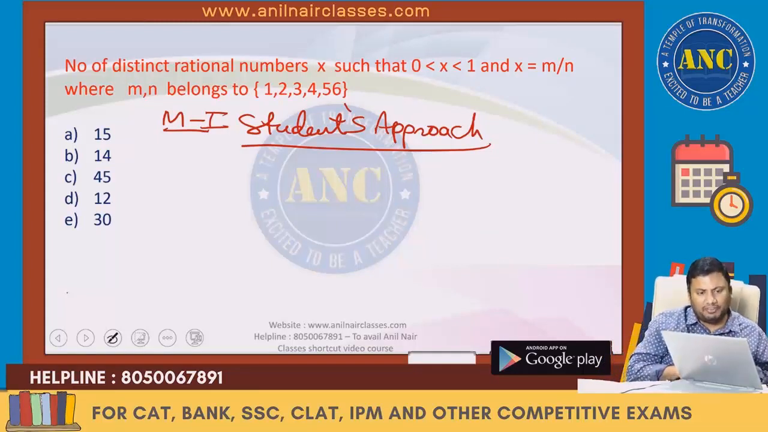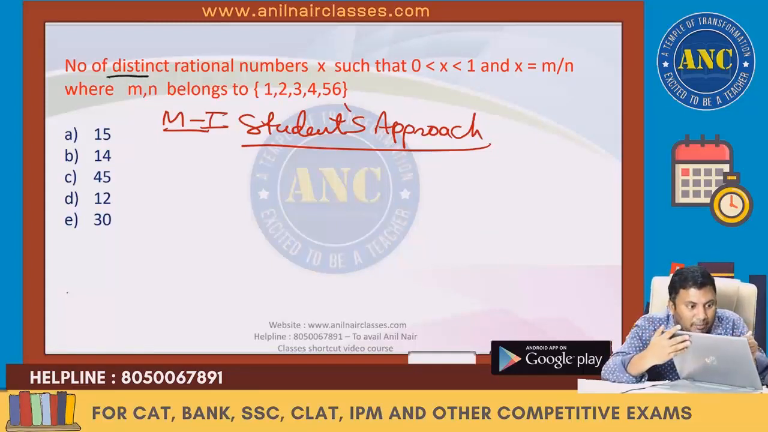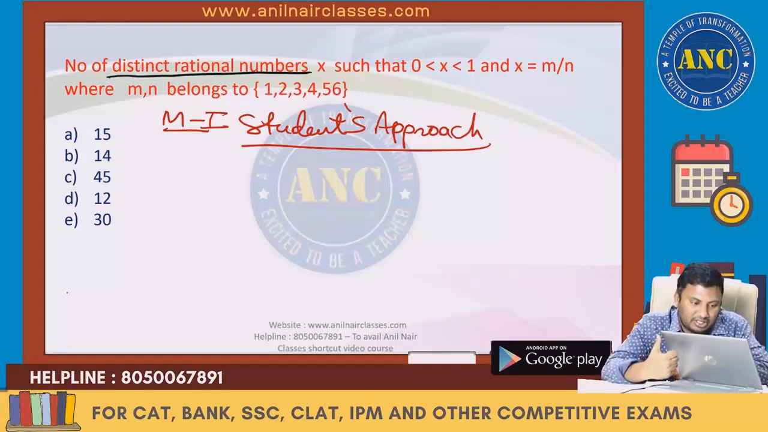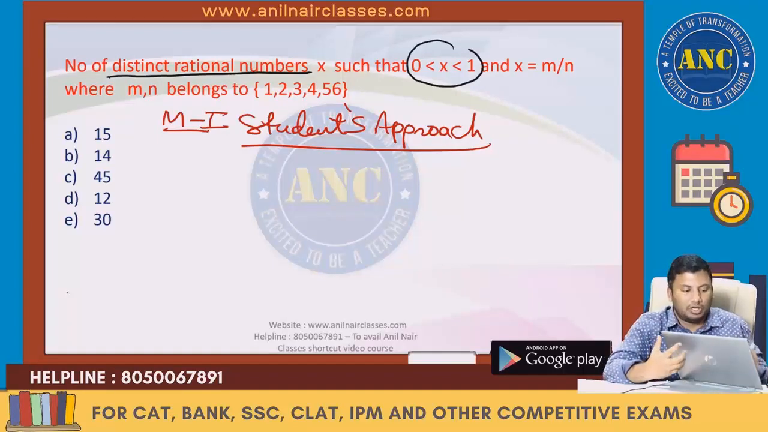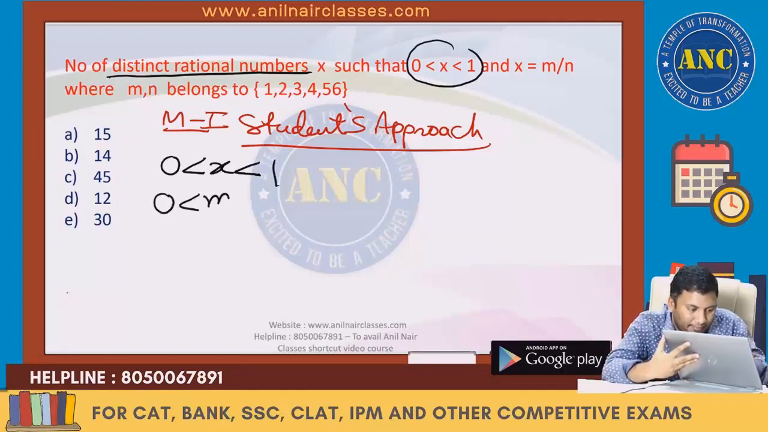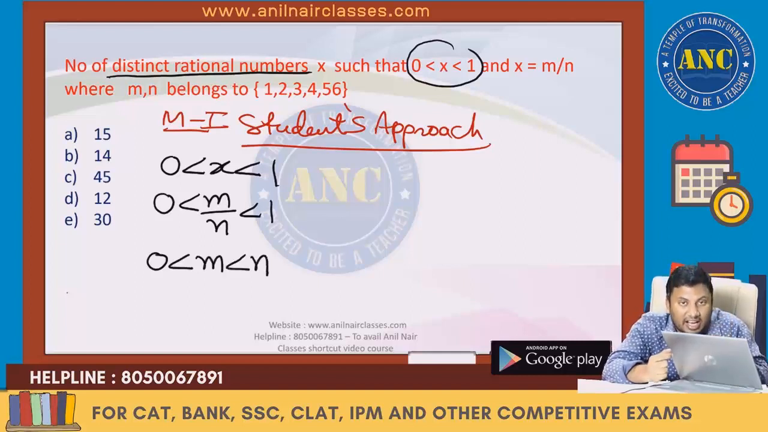Find the number of distinct rational numbers. Again, the question says distinct. 0 less than x less than 1. Priya, for you, x is m by n less than 1. That means 0 less than m less than n. There is a condition on m and n. If there is a condition on m and n, you may use combinations.